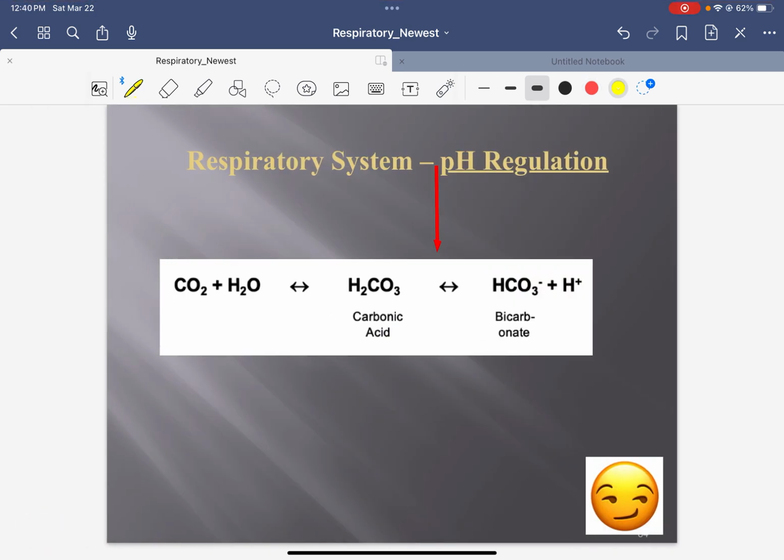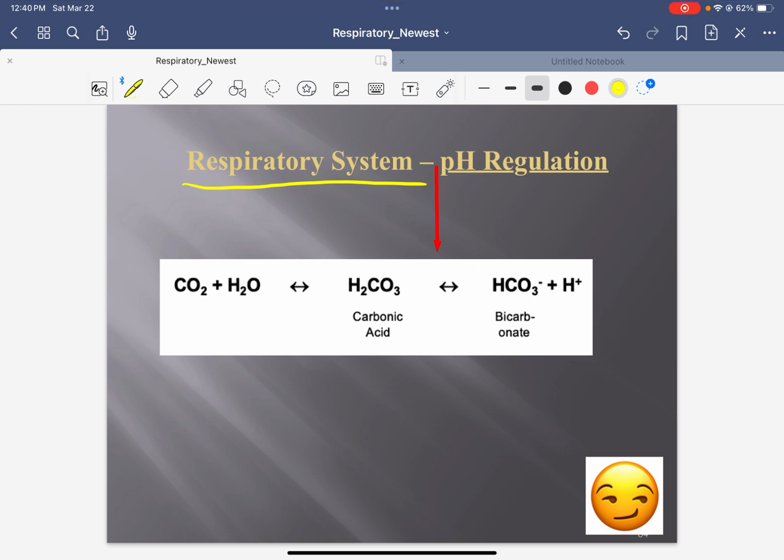When we talk about this later in the semester, we're going to talk about two body systems that can help regulate pH, the urinary and the respiratory. So you may not think of our respiratory system as being able to regulate pH, but it can. How does our respiratory system regulate pH?